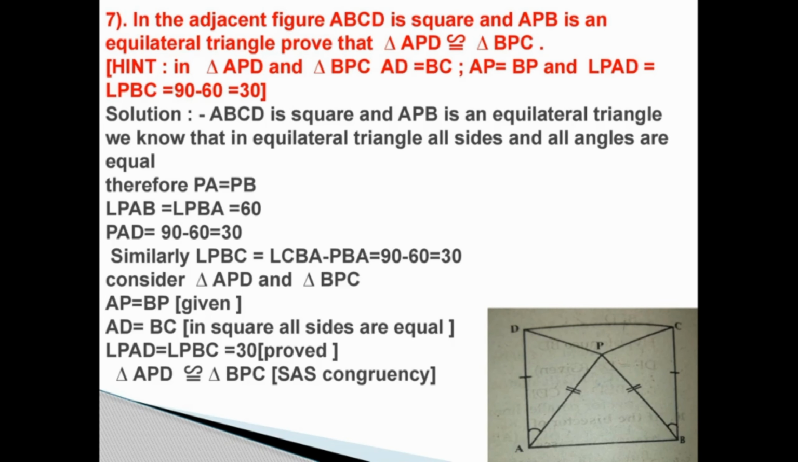Similarly, angle PBC is equal to angle CBA minus angle PBA is equal to 90 minus 60, that is equal to 30. Consider triangle APD and triangle BPC. AP is equal to BP, given. AD is equal to BC. In a square, all sides are equal.